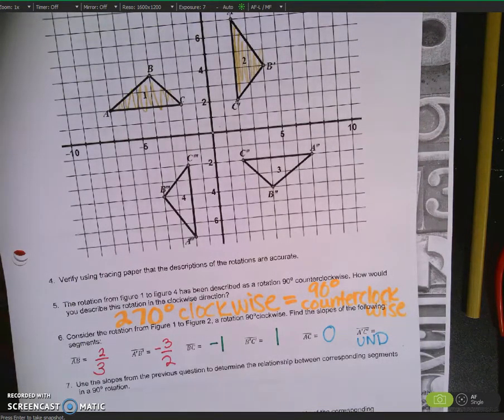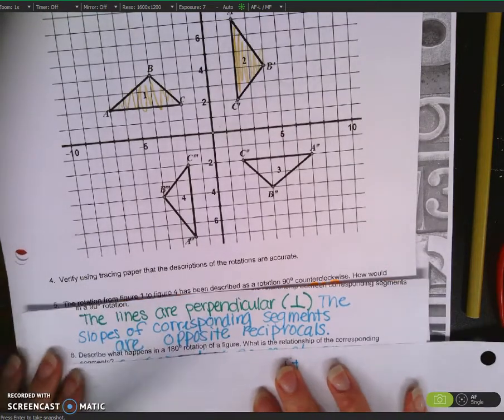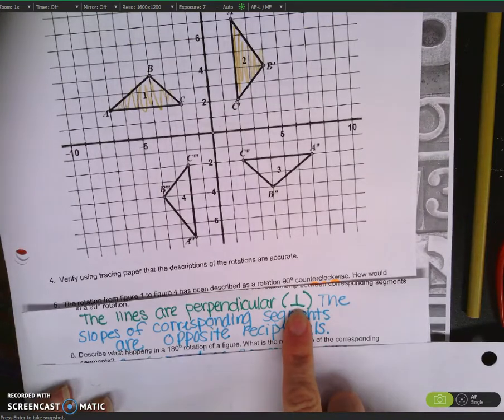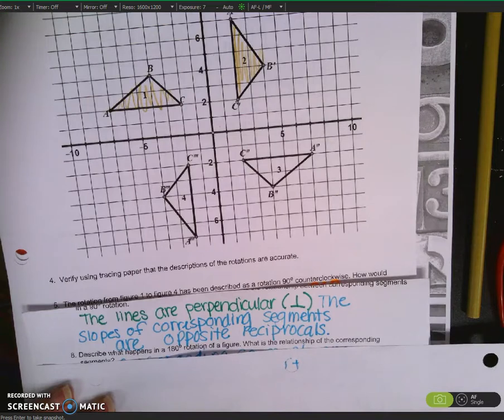The slopes are, you're right, opposite reciprocals. If the slopes are opposite reciprocals, that means that the corresponding segments are perpendicular. The lines are perpendicular. Remember, this is the symbol for perpendicular. It's like an upside down capital T. The slopes of corresponding segments are opposite reciprocals.